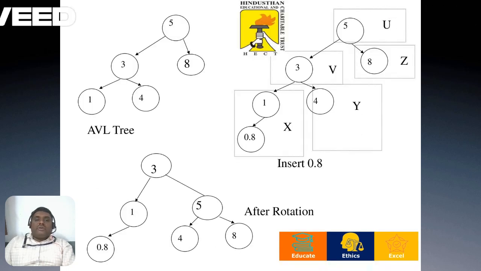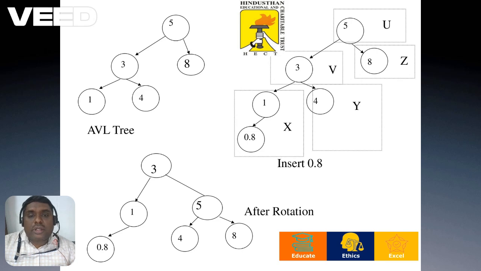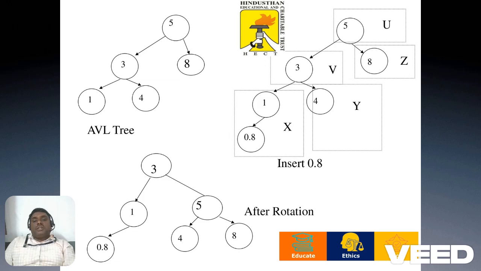Next is a sample AVL tree. Initially we have 5, 3, 8, 1, and 4. Additionally, we insert the next value, 0.8, which is less than 1, so it goes to the left side. While calculating, there will be an imbalance because the left side values have increased, so we have to do the rotation. We rotate x and y, and then get the final values after the rotation.